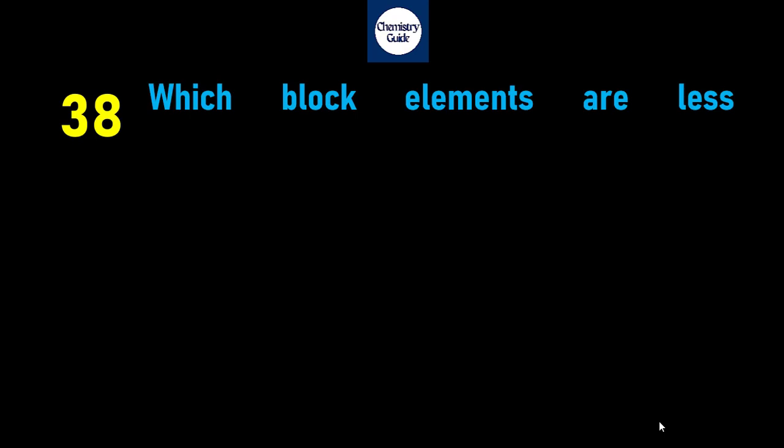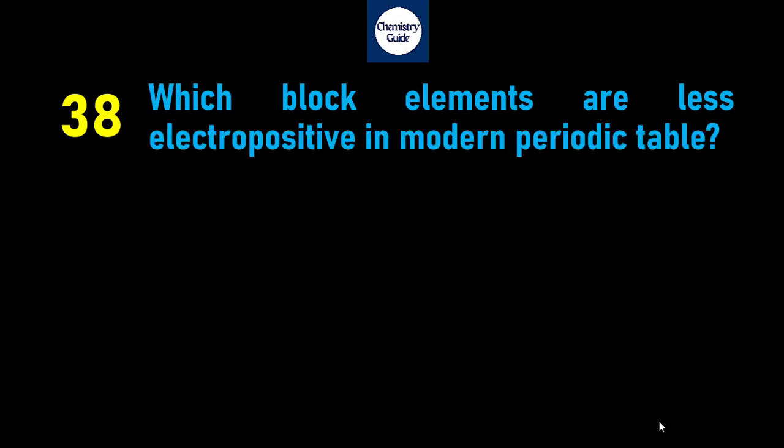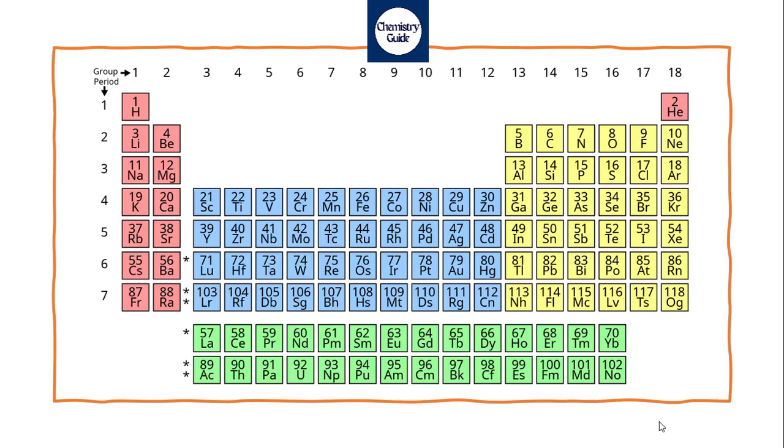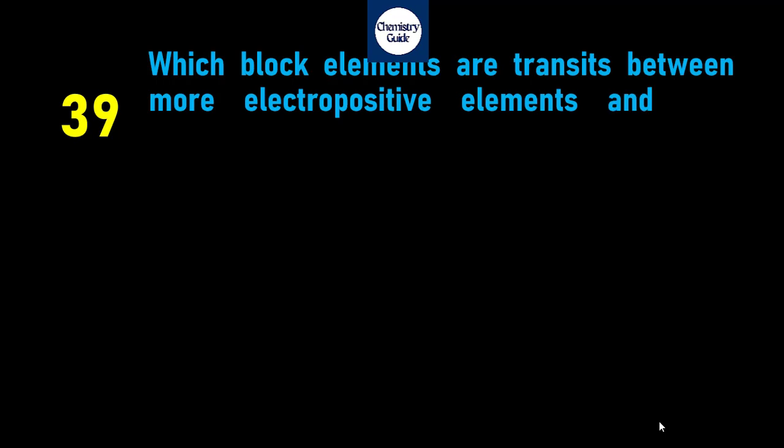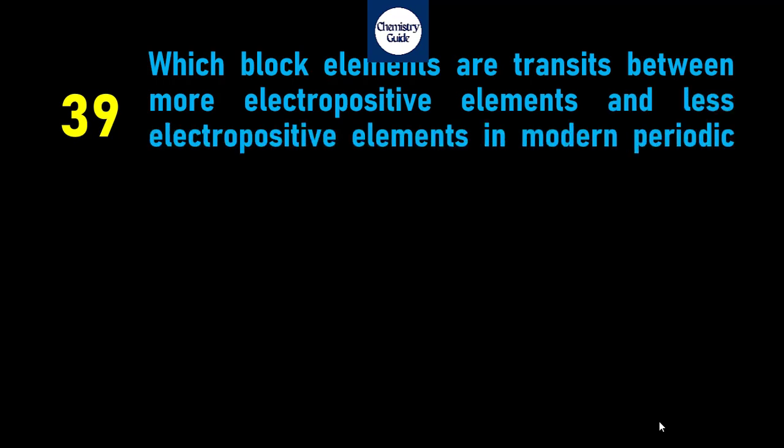Which block elements are less electropositive in the modern periodic table? S, P, D, F. The less electropositive elements are P block elements. Groups 13 to 18, the elements in yellow color, are P block elements. They are less electropositive. MCQ number 39. Which block elements transit between the more electropositive and less electropositive elements in the modern periodic table? S block, P block, D block, F block. The elements that transit between more and less electropositive elements are D block elements.